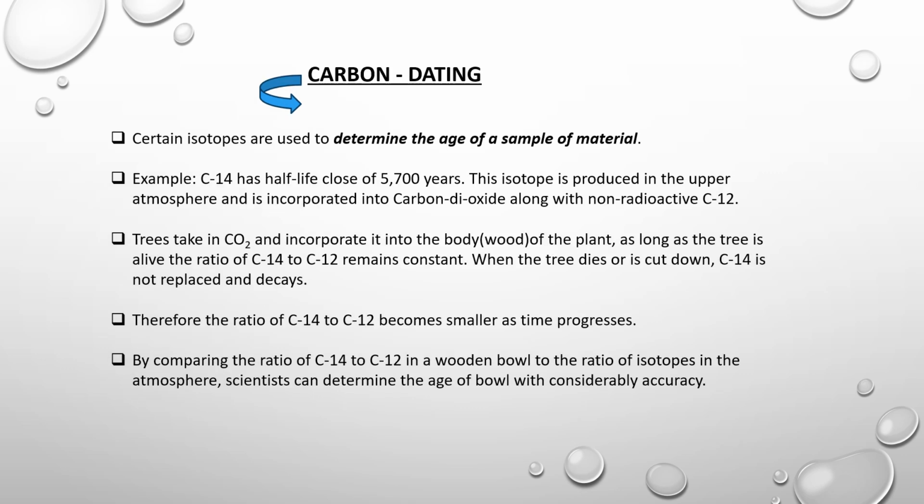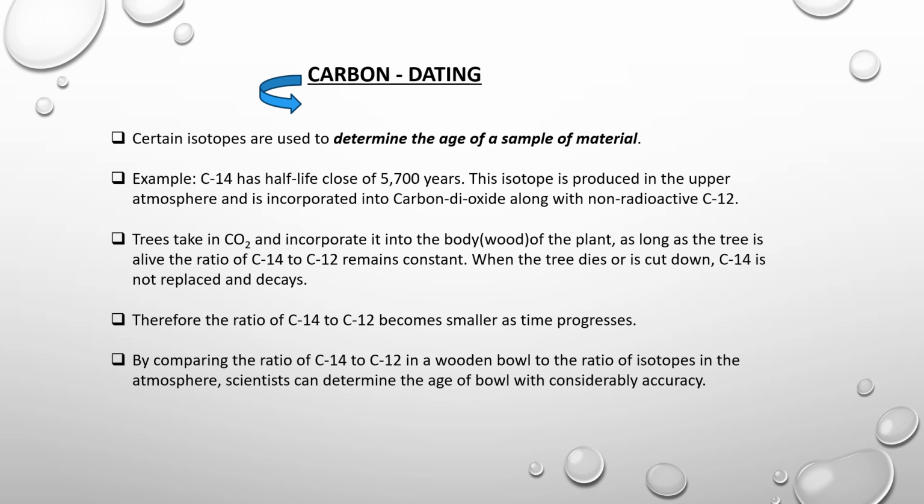Carbon dating. Certain isotopes are used to determine the age of a sample of material. Example: C-14 has a half-life of close to 5,700 years. This isotope is produced in the upper atmosphere and is incorporated into carbon dioxide along with non-radioactive C-12. A tree takes in CO2 and incorporates it into the wood of the plant. As long as the tree is alive, the ratio of C-14 to C-12 remains constant. When the tree dies or is cut down, C-14 is not replaced and decays.